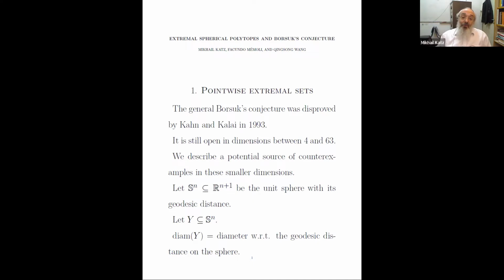Well, the conjecture was proved in rather high dimensions. And then eventually people brought down the dimension in which they found counterexamples. But the conjecture is still open in small dimensions between 4 and 63. The lowest dimensional counterexample is in dimension 64. So we describe a potential source of counterexamples in these smaller dimensions.